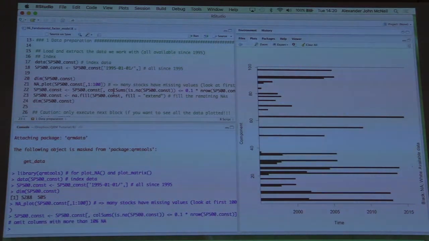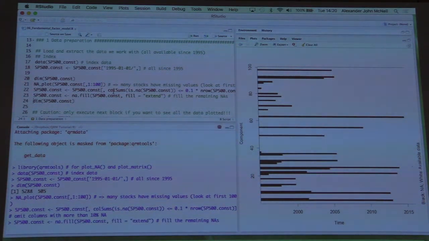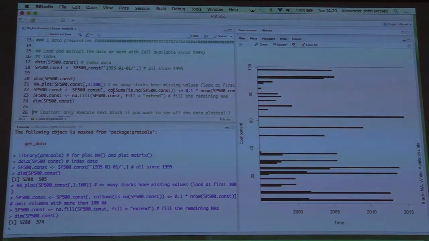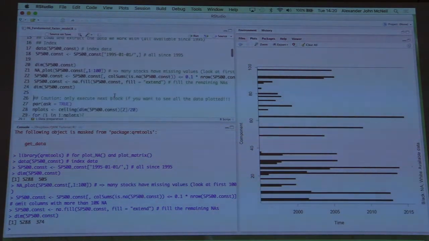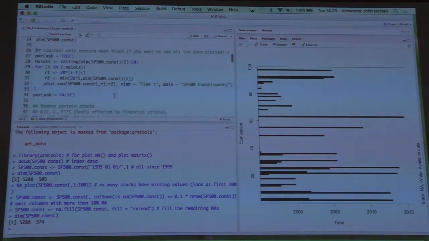And I will then fill in other missing values. So I'll use a function in the XTS package called NaFill, which will interpolate to get rid of other missing values. And by the time that finishes running, I've got 374. So unfortunately, a lot of these S&P stocks are relatively recent. They don't go back all the way.